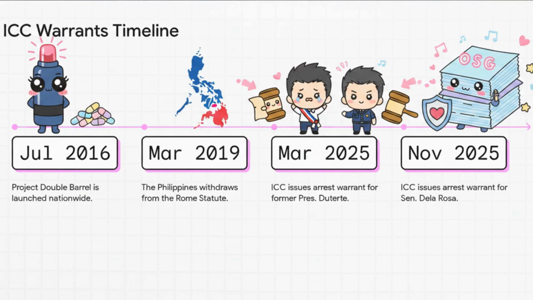Back in July 2016, the government launched Project Double Barrel, the nationwide anti-drug campaign. Fast forward a bit to March 2019, and the Philippines officially withdrew from the Rome Statute. However, the International Criminal Court continued its investigation into acts that happened prior to that withdrawal. And that brings us to March 2025, when the ICC issued an arrest warrant for former President Duterte, which was then followed by a warrant for Senator Dela Rosa in November 2025.